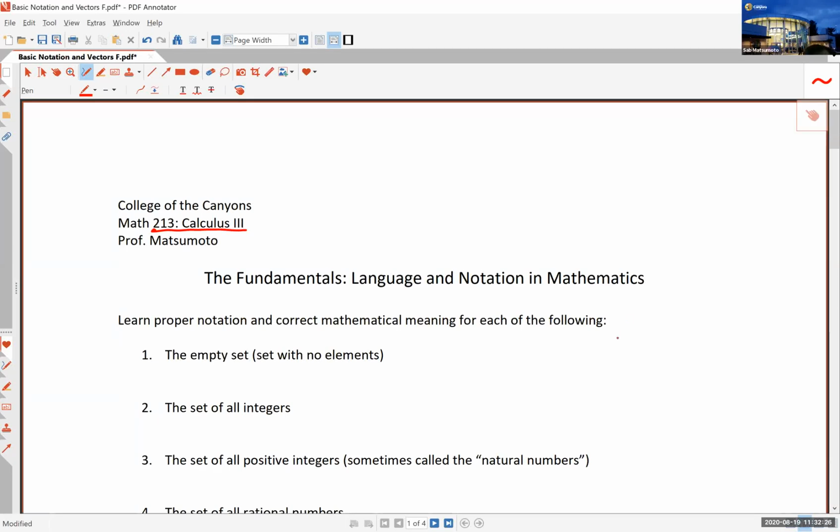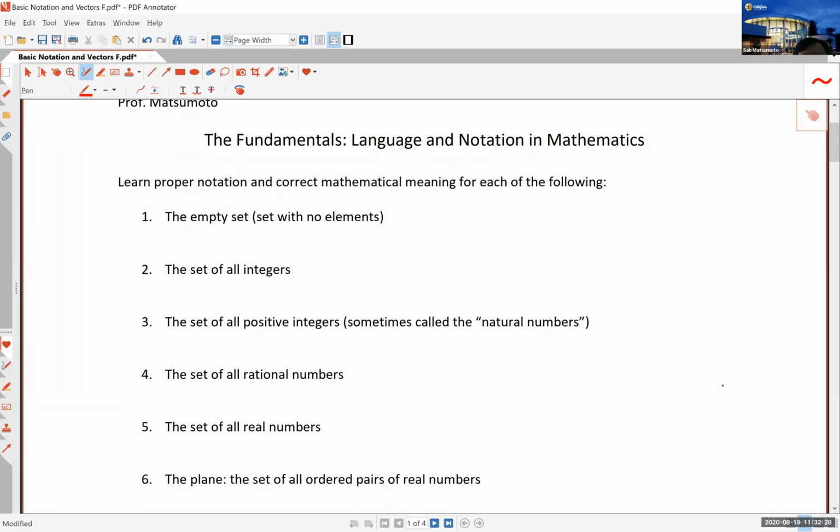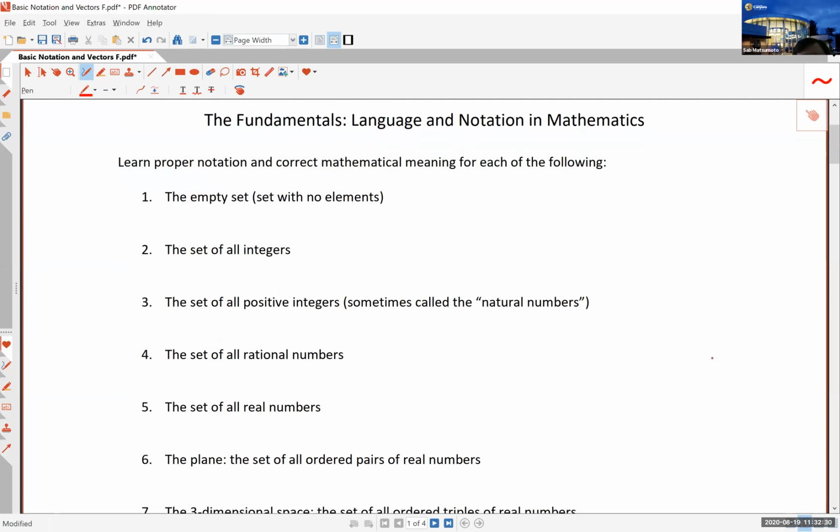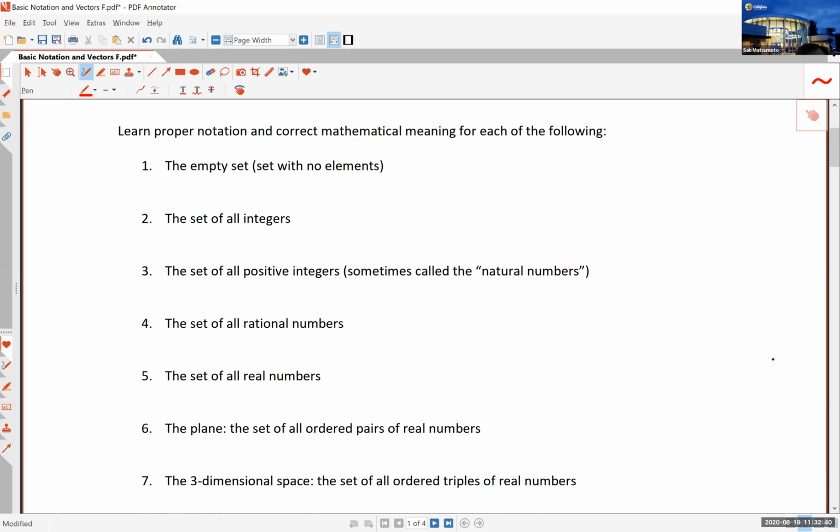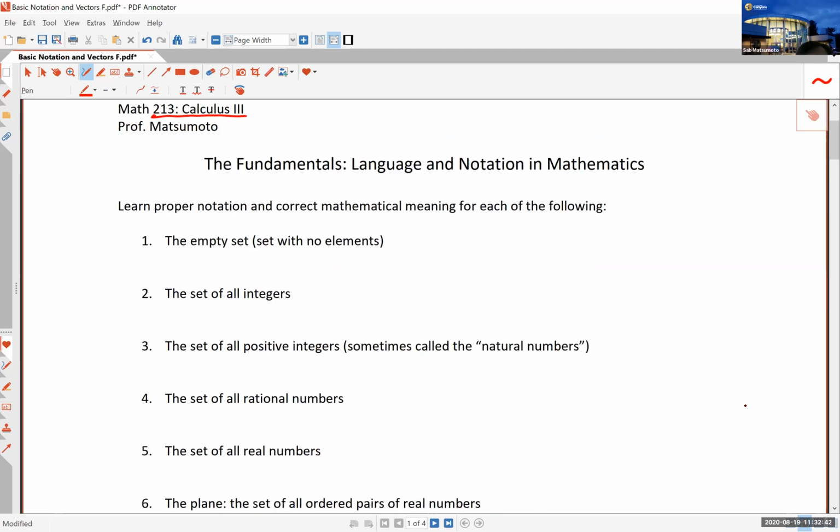Okay, so I'll go over the first page rather quickly because these are fundamental aspects of the language and notation of mathematics. I hope you know most of these already. As a member of the mathematical community, which is global, I expect you to be able to read, write, and speak the language of mathematics, all right?